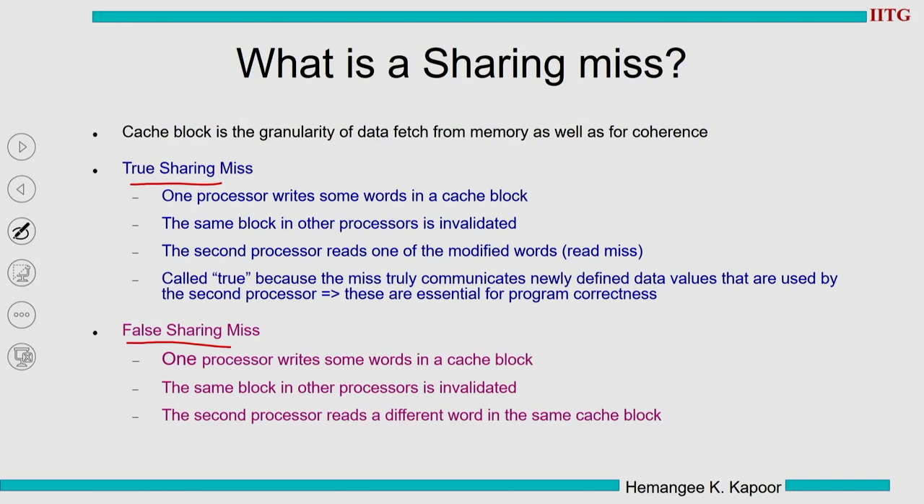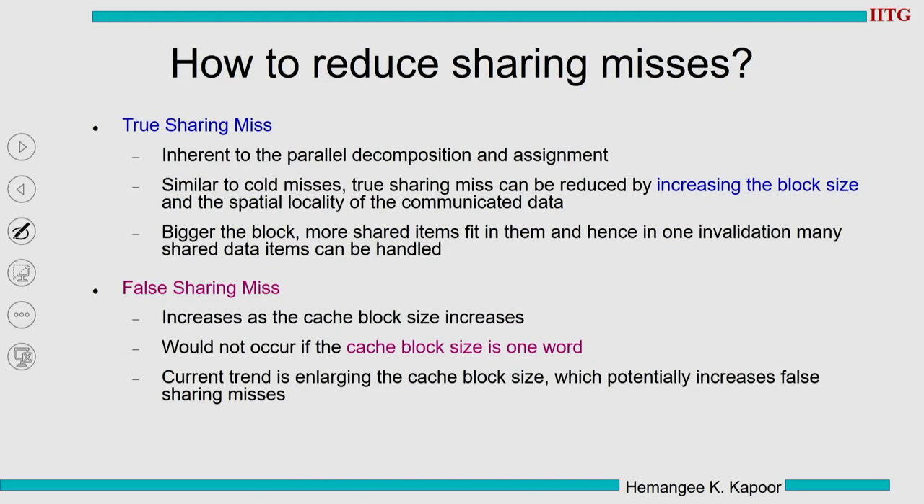We call it a true miss because there is a true communication of the newly defined data items. We want the newest value to be shared between processors, and this is essential for program correctness. That's why it's called the true miss. In false sharing misses, there are some words but this processor doesn't want them, and so we call it false sharing. It reads a different word in the same cache block. Okay, so the next question is how to reduce the sharing misses.